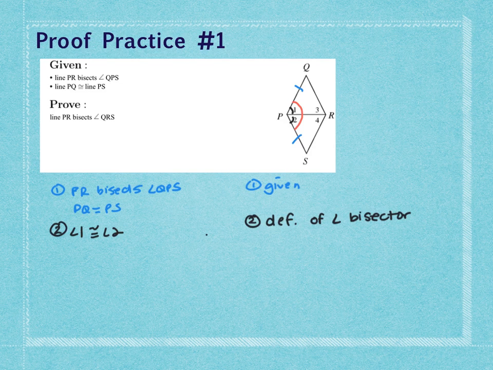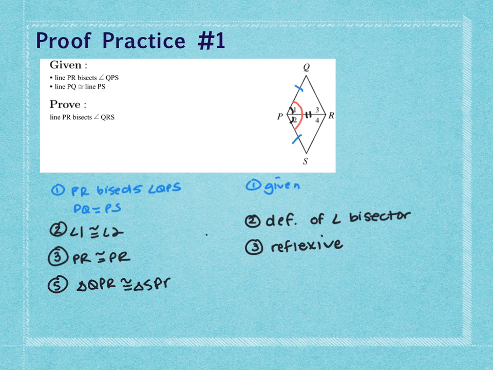Lewis, you have the reflexive side. Good. So if you can't figure anything else out, look for the obvious stuff like the reflexive side, like vertical angles, that kind of stuff. So PR is congruent to PR, and that's reflexive. Now, are these two triangles equal to each other? Yes. And how? Side, angle, side. Good. So I could say triangle QPR is congruent to triangle SPR.